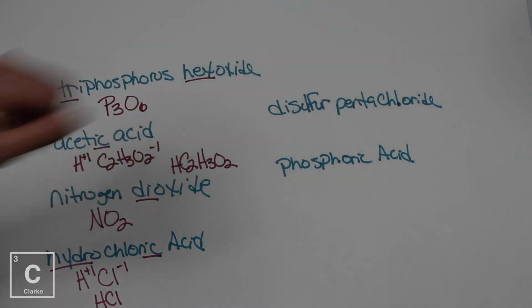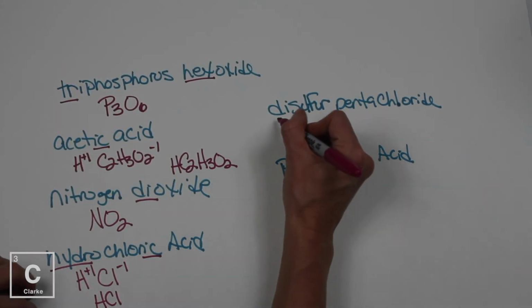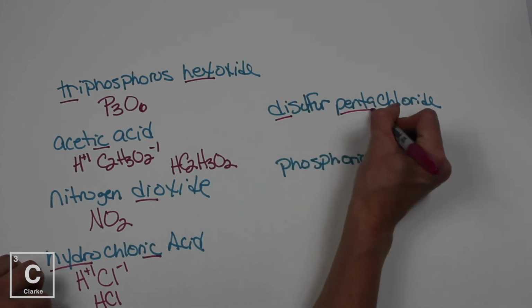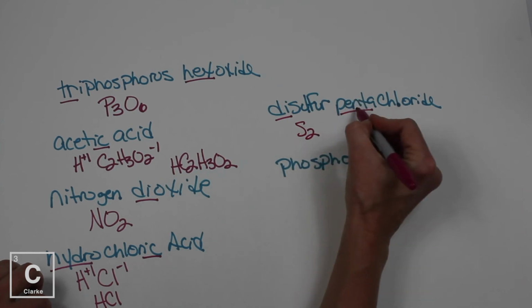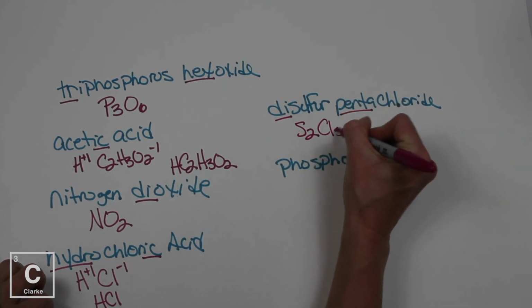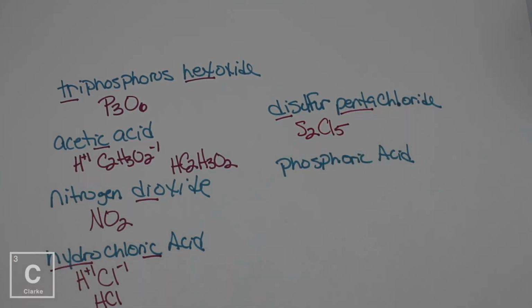Let's look at 2 more examples. Disulfur pentachloride. We've got those prefixes. Let's use them. Di means 2. Penta means 5. 2 sulfurs, S2. Pentachloride, Cl5.